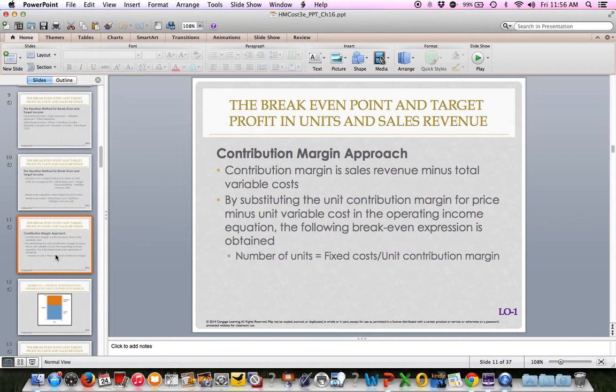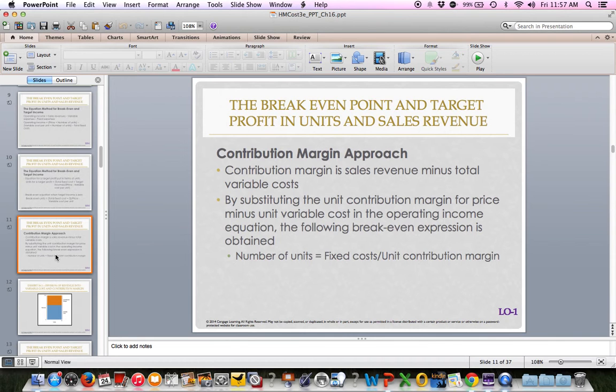Now the method that I think is better, more intuitive, more straightforward, and easier to understand, is the contribution margin approach. That is on pages 828 and 829. Understand the term contribution margin first of all, and make sure you've got that down. It's simply sales minus variable cost. Let me back up: CM, contribution margin, equals sales minus variable cost.